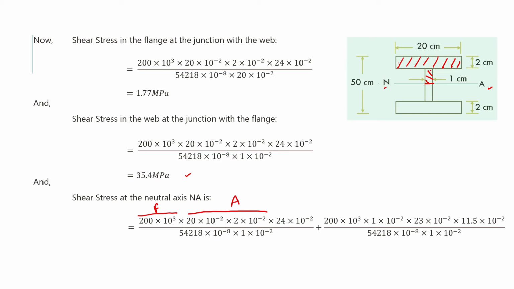Now ये जो area of flange है इसका जो centroidal axis है इसका distance होगा neutral axis से again 24 centimeter, जैसे कि हमने previous case में find out किया. So this is y bar. Now I is again same and B is the width. किसकी width? It is the width of the web at the neutral axis, क्योंकि यहीं पर हमें shear stress find out करना है. So this is 1 centimeter. So this is 1 into 10 to the power minus 2 meter. This is the B again.